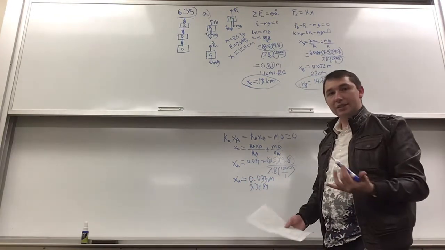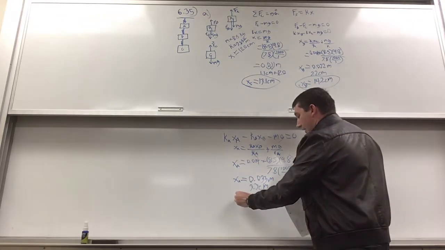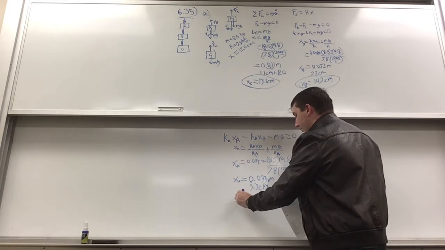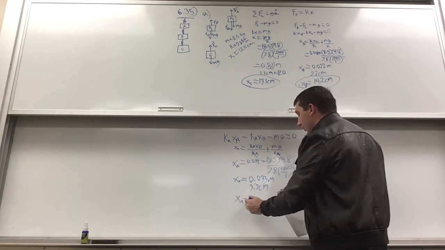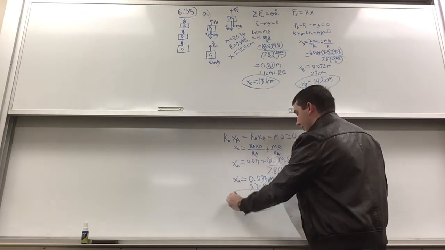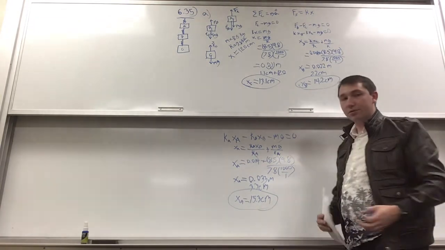So we then add that to the initial length of the spring of 12 centimeters, and we get that the length of spring A is going to be equal to 15.3 centimeters. So that's your answer. That's the spring length of spring A.